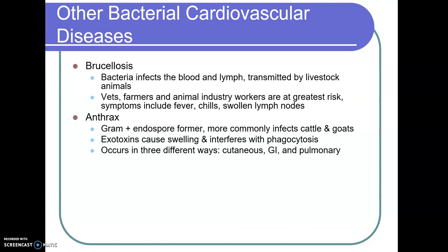Anthrax, we know, is a gram-positive, endospore-forming bacterium, Bacillus anthracis. It also produces exotoxins. It is resistant to phagocytosis. And what I want you to do is read in your book.